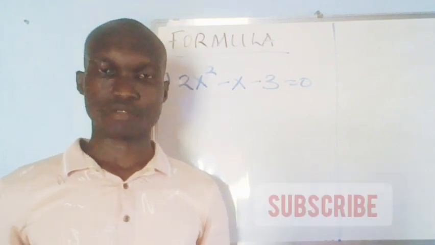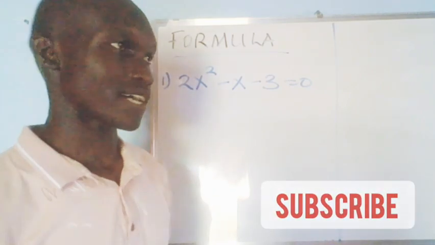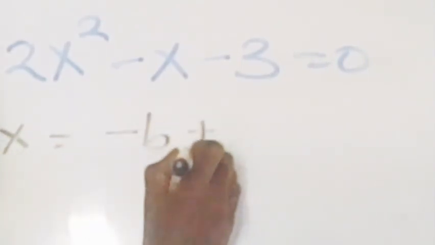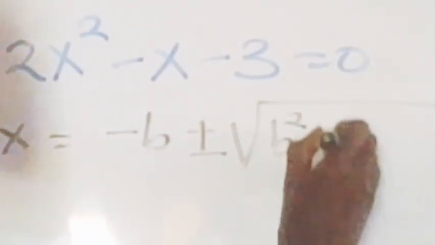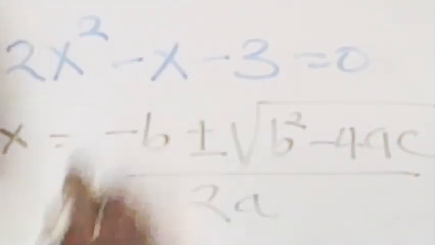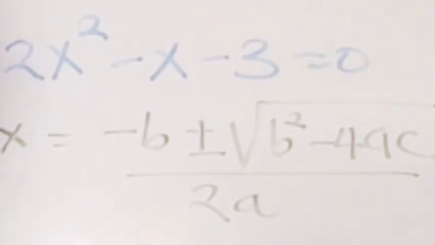Today let's look at how to work out quadratic equations using the formula method. The formula for solving a quadratic equation is as simple as this. We have x equals negative b plus or minus the square root of b squared minus 4ac, the whole of this under 2a. That is the quadratic formula.